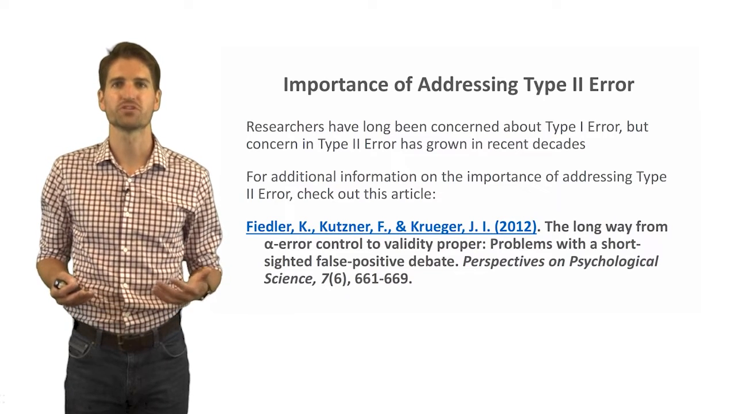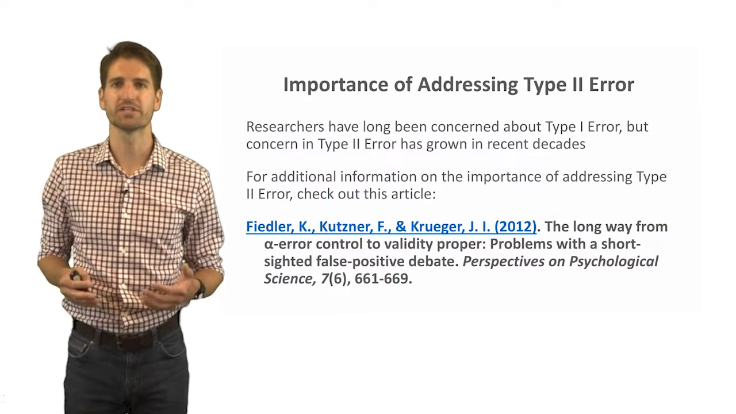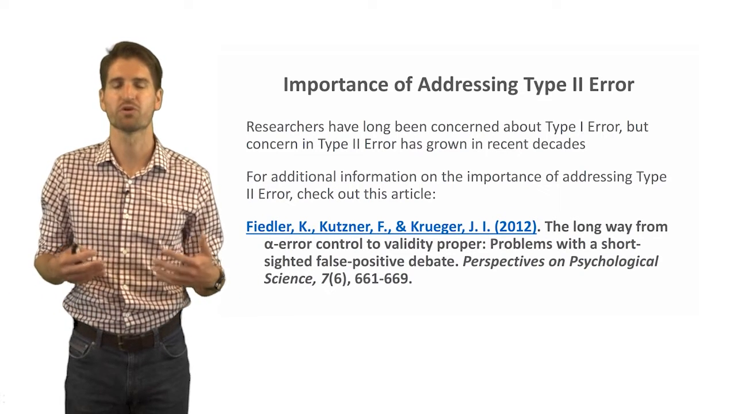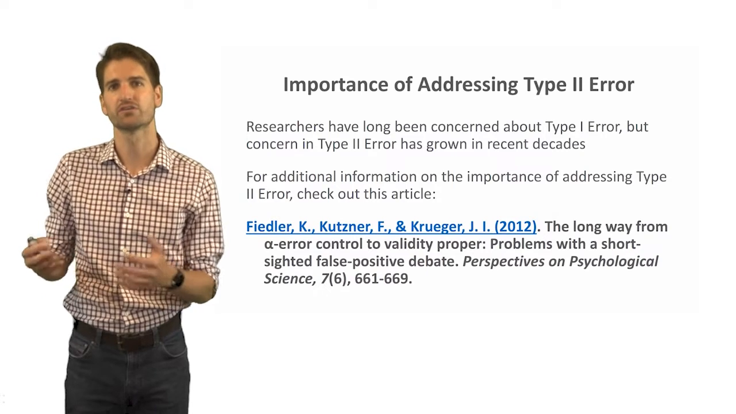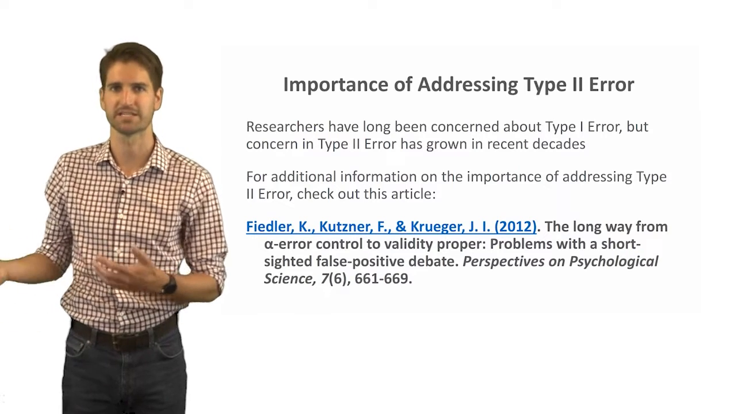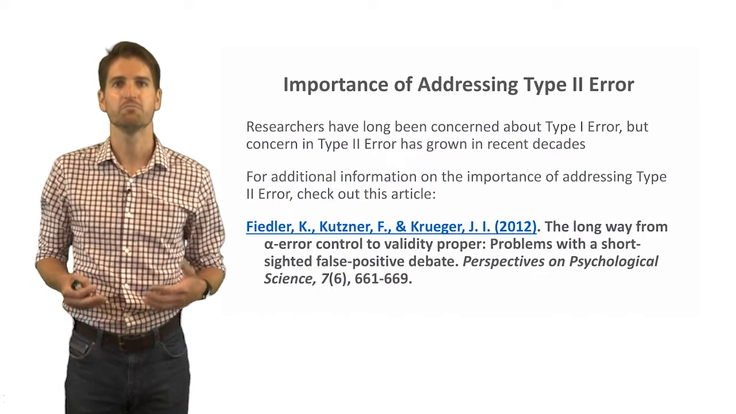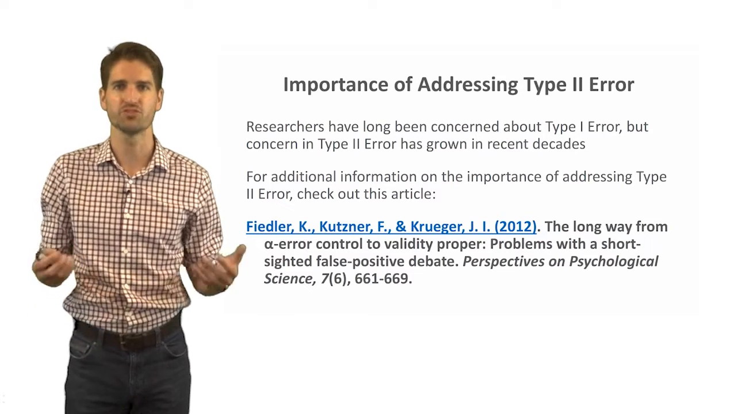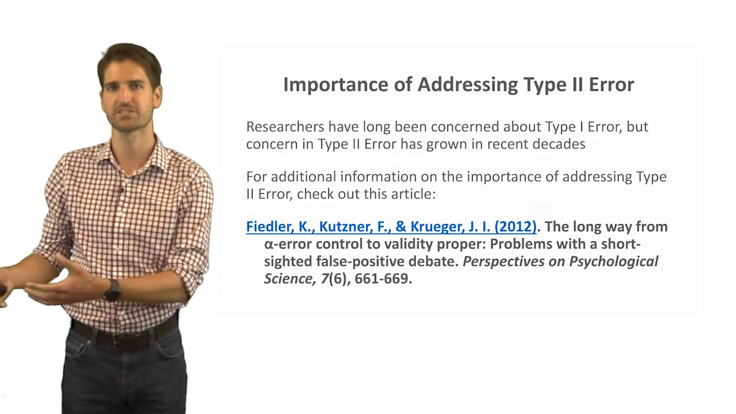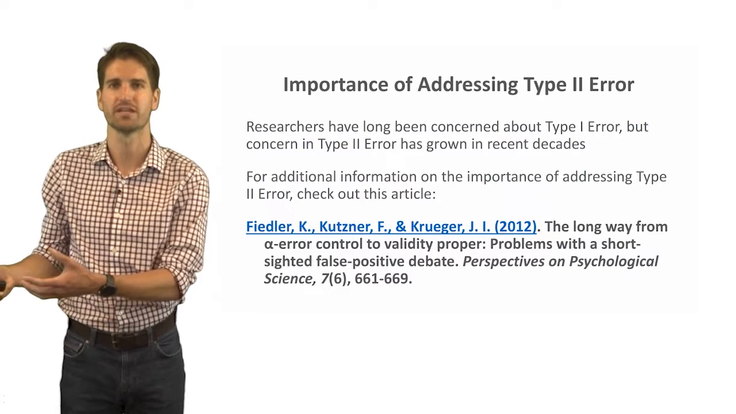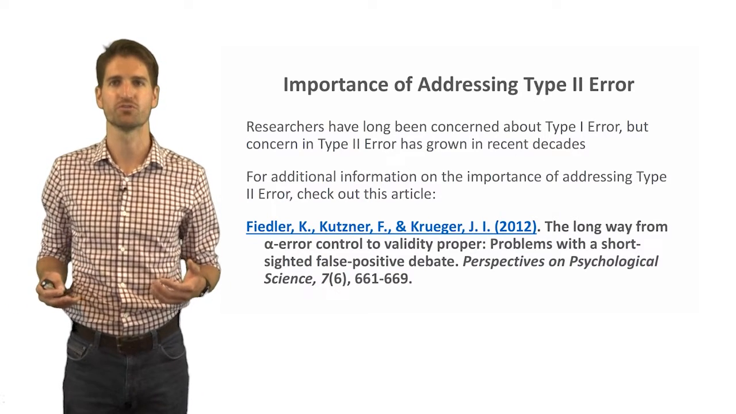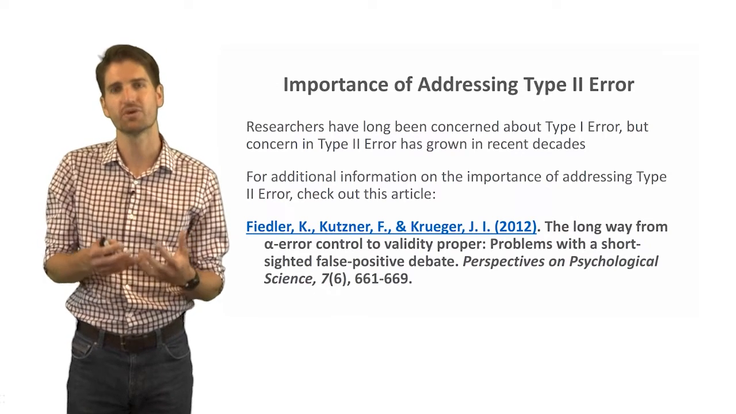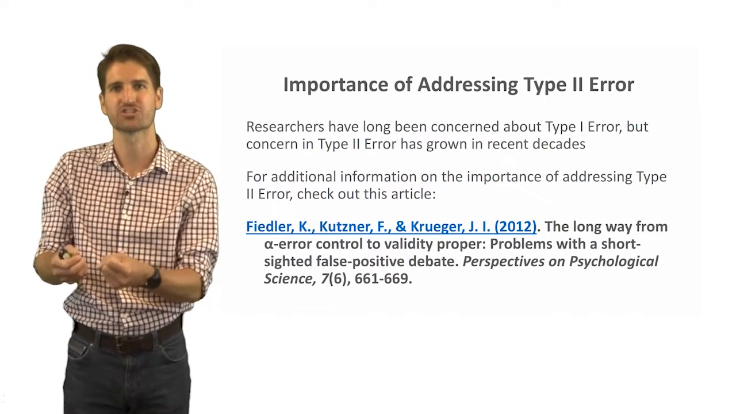Okay, so why is it important to address type 2 error? Historically, we were really concerned in statistics about type 1 error, in other words, falsely concluding that something exists when in reality it doesn't exist in the underlying population. But in more recent decades, we've grown more concerned also about type 2 error, which is the failure to detect something that actually exists in the population. This can be really problematic too. So we want to make sure that we have adequately powered studies and analyses so we can actually detect things that actually exist.